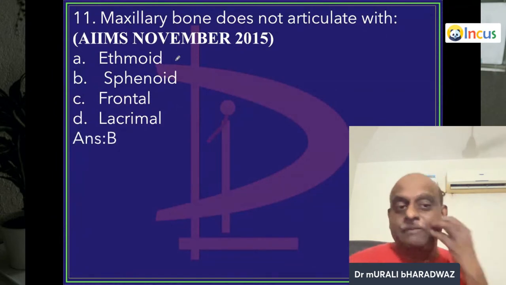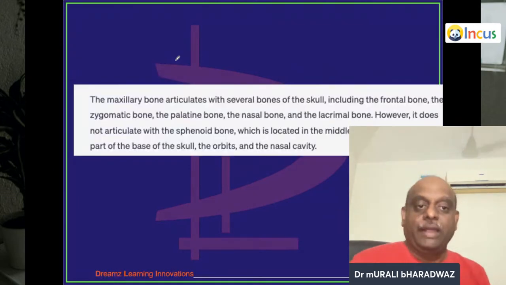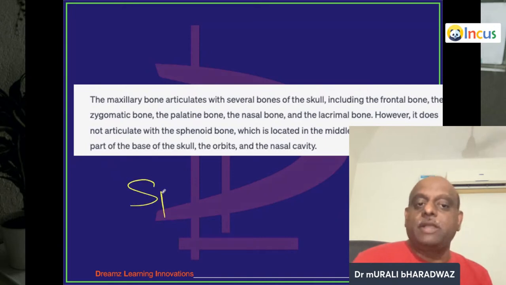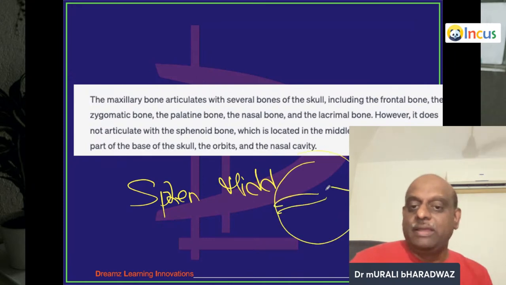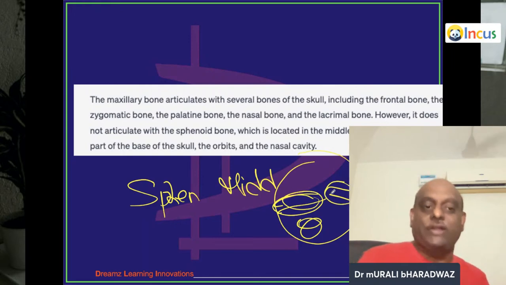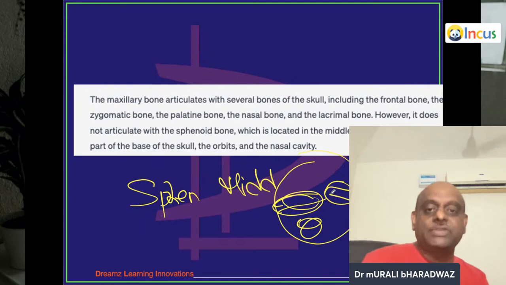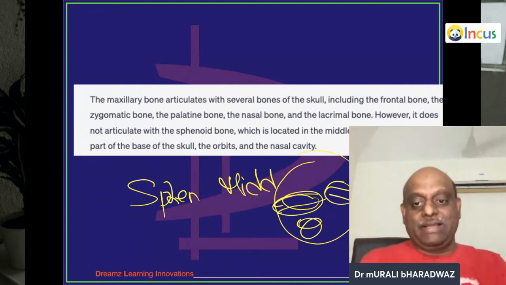It articulates with ethmoid, frontal, lacrimal, and it does not articulate with sphenoid because sphenoid is located in the middle of the skull. See, skull base has the middle cranial fossa and posterior cranial fossa, that is the place where you have the sphenoid. It forms a part of the base of the skull. The orbits and nasal cavity are what you need to basically remember.